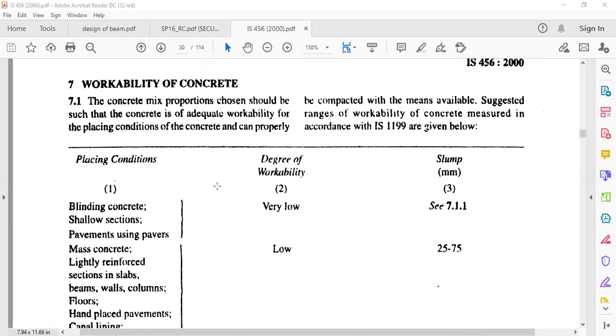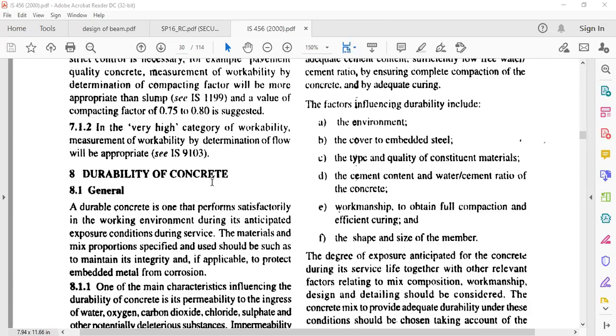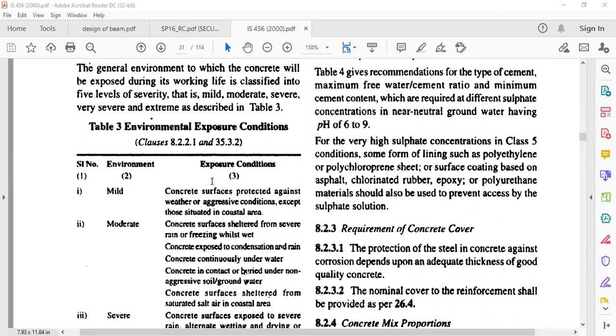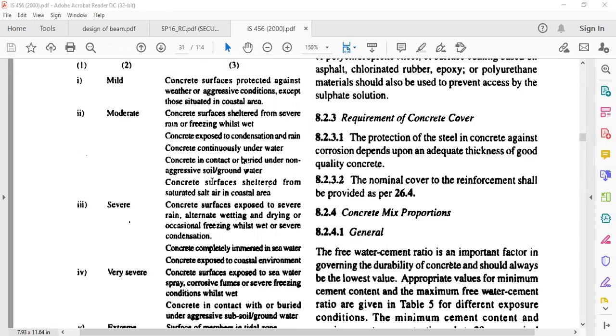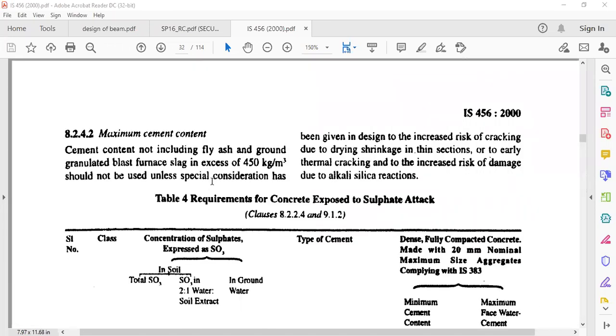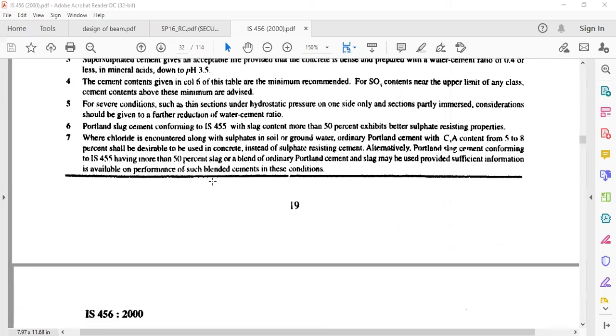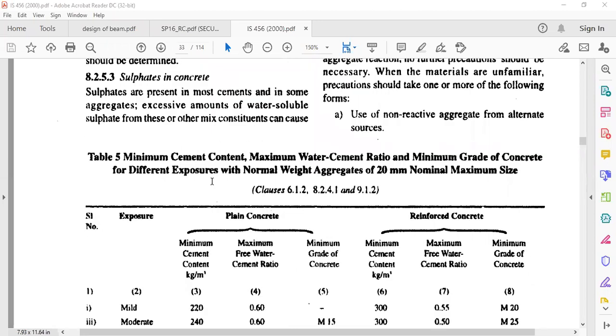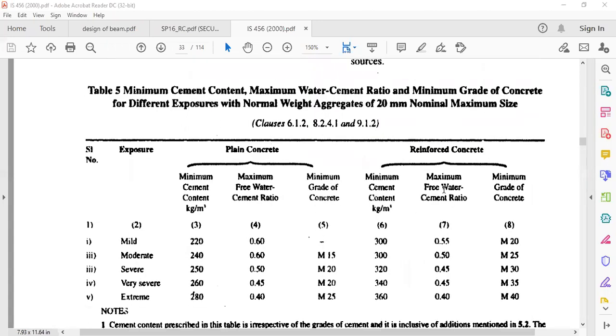Then there's the part related to the vocabulary of the concrete. How should the vocabulary be? Environment, exposure condition, and according to that, you have to go ahead for the cover. Yes, this part is basically related to, if you have gone through, RCC 1. This part is very important: what should be the minimum cement content, maximum water cement ratio, minimum grade of the concrete.